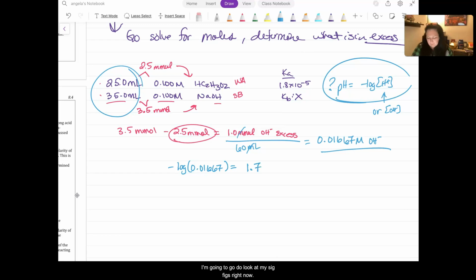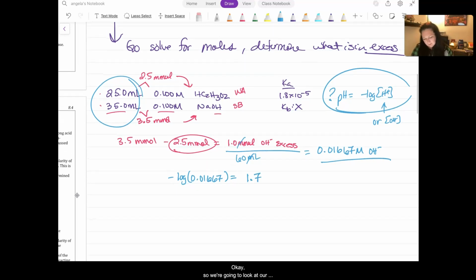I'm going to look at my sig figs right now, okay? So we're going to look at our sig figs, and if I copied everything over properly, then I'm good. I have 3 here, 3 here, 3 here, 3 here. Okay, Ka values don't count towards your sig figs because those are constants. I have 3 sig figs in my calculation. Remember, this is only 1 sig fig because it's a logarithmic number. So I have 1.778.